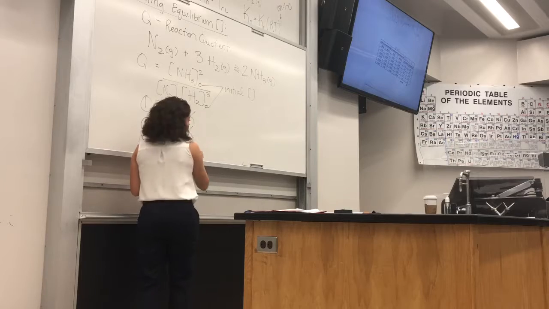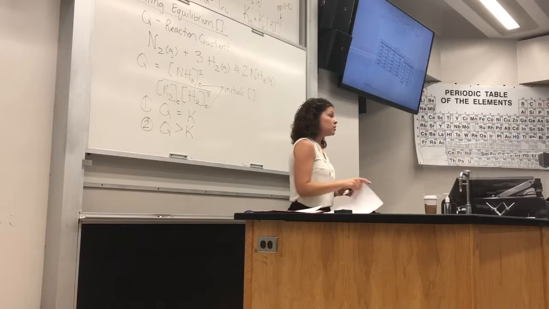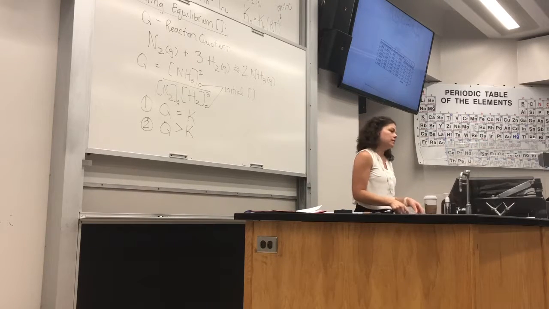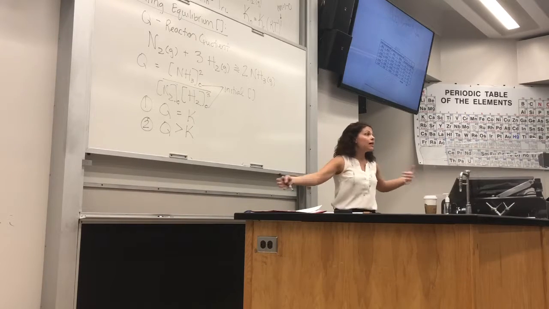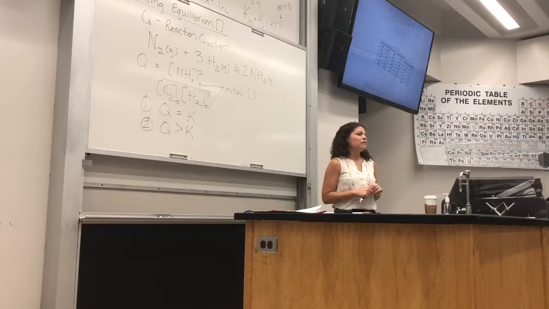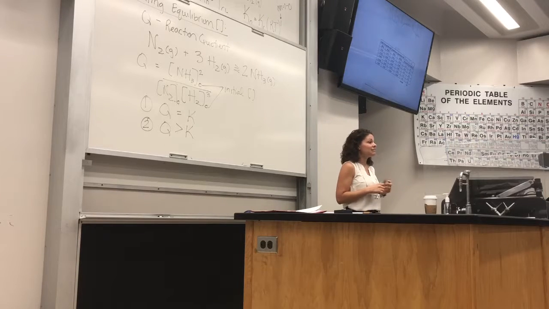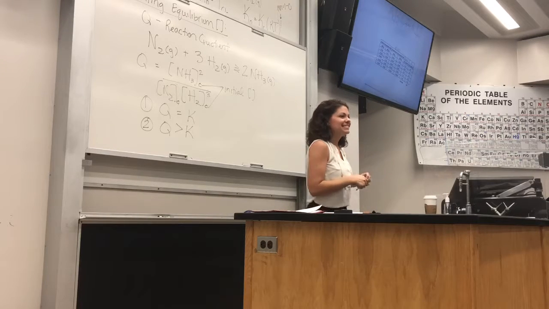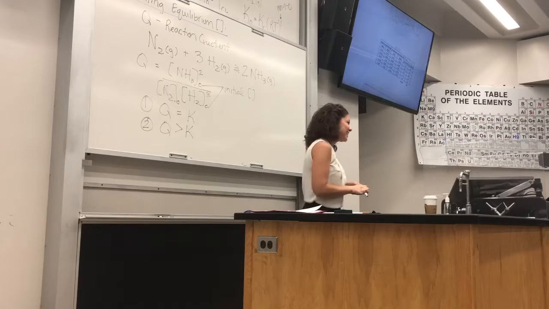But what if you get scenario 2? You calculate Q and you find that Q is greater than K. Is the reaction at equilibrium? No, it doesn't equal K, so it's not at equilibrium. Now you have to decide which direction the reaction is going to shift to reach equilibrium. You have a 50-50 shot, right or left? Who says right? Who says left? Who doesn't know? That's fair.